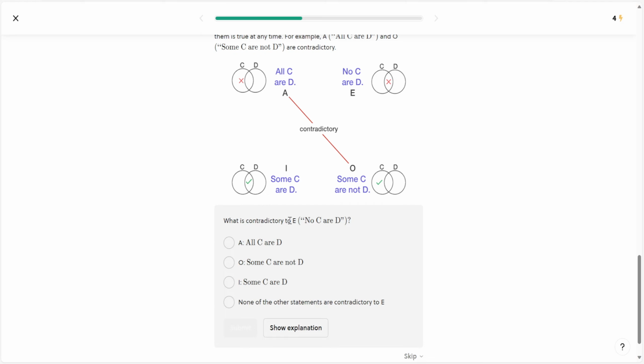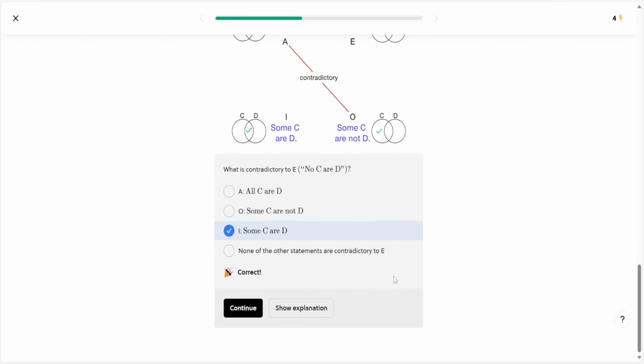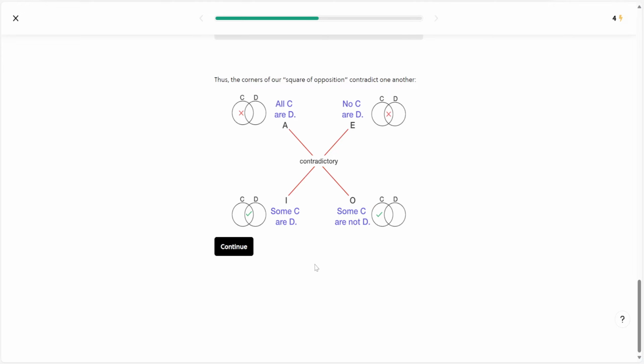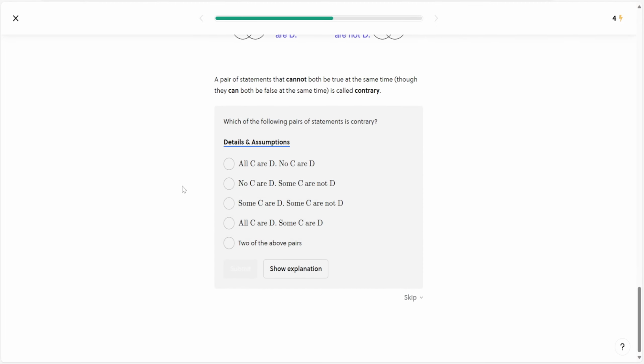What is contradictory to E, no C are D? I, obviously. It shows us right here, check mark and tick. No C are D, some C are D. Okay. Thus the corners of our square of opposition contradict each other. Okay. A pair of statements that cannot both be true at the same time, though they can be false at the same time, is called contrary, not contradictory.